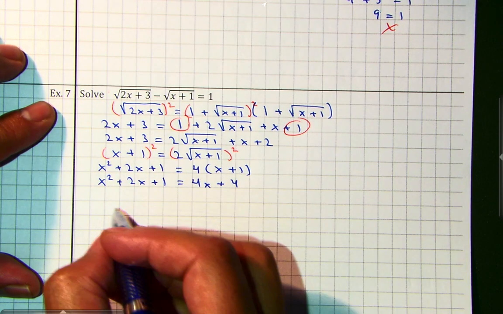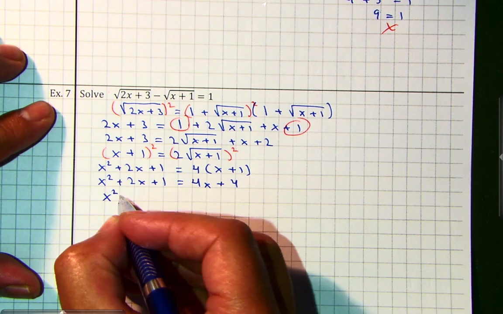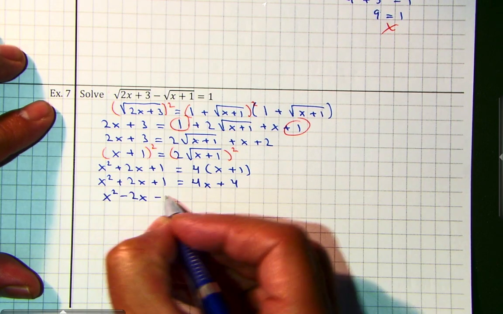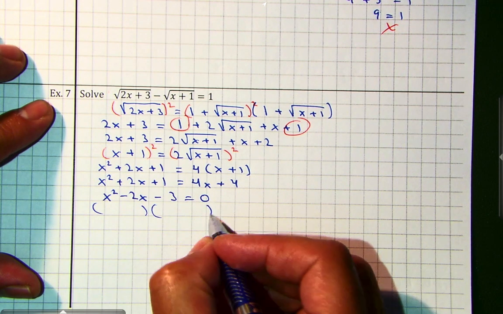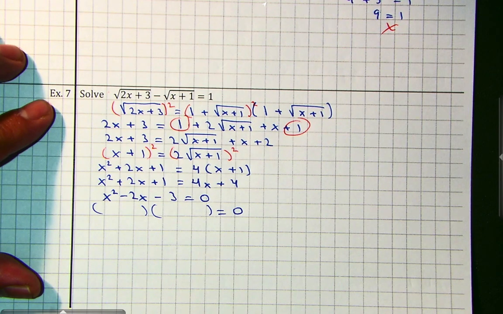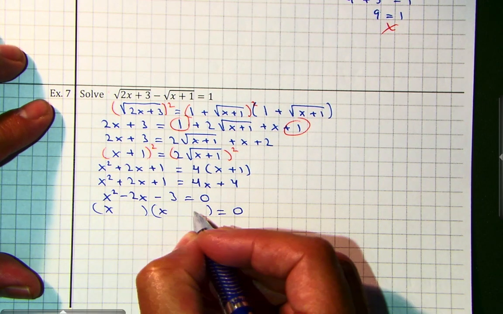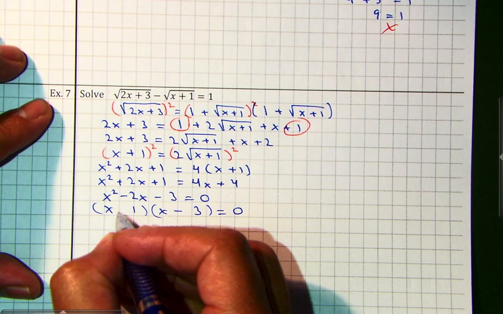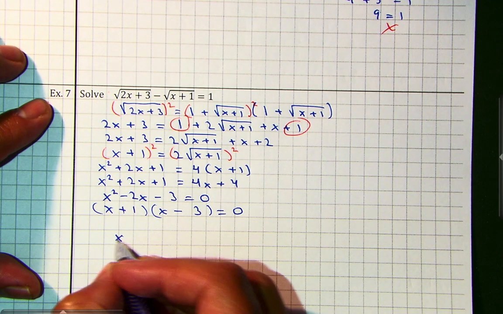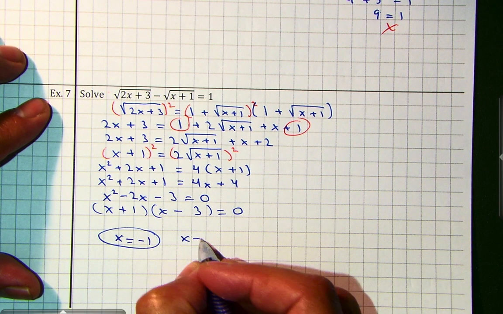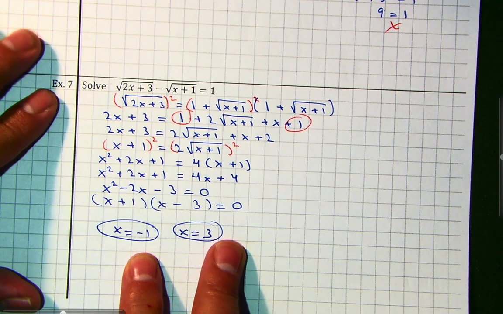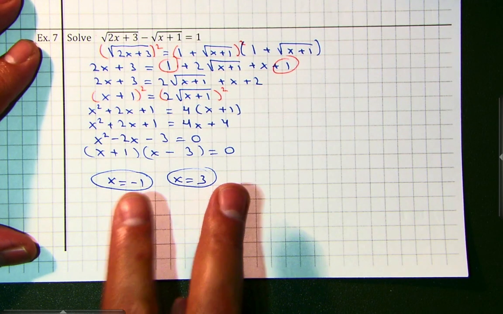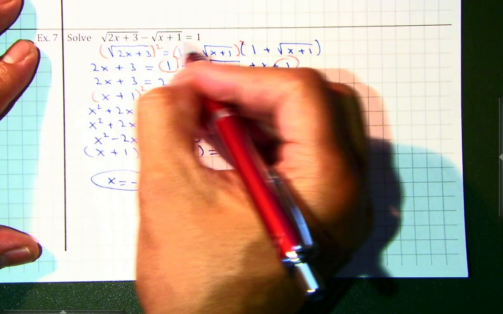Move everything to the left. Minus 2x minus 3. And hopefully this factors, otherwise I'm going to complete the square. X and x, 3 and 1, negative and positive. And we are done. We're not done, right? Because we might end up with an extraneous solution, so we need to check each one, and we need to check into the original problem.